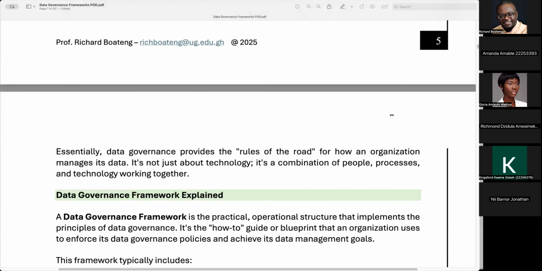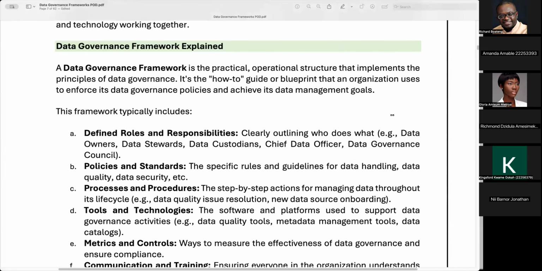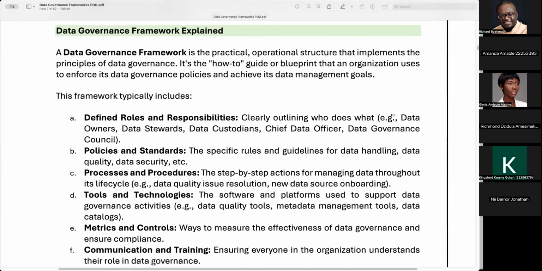Okay, so if data governance is the what and the why, what exactly is a data governance framework? How does that fit in? A good question. The data governance framework is the practical implementation plan. It's the operational structure, the how-to guide, if you like. The blueprint. Exactly. The blueprint an organization adopts to actually put those data governance principles, policies, and goals into practice. Think of it as the documented approach you follow to build and maintain your whole data governance program. Got it. The tangible plan.